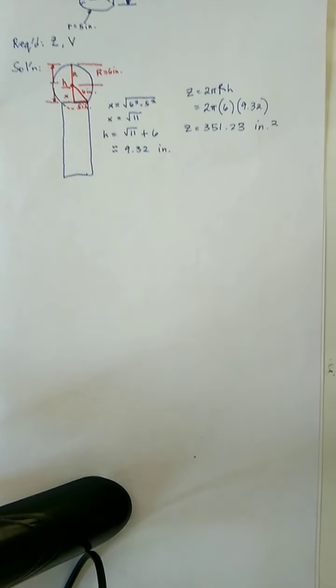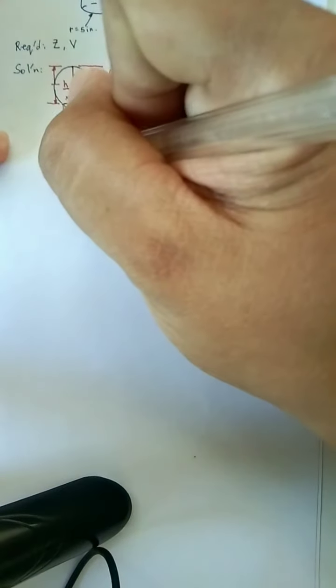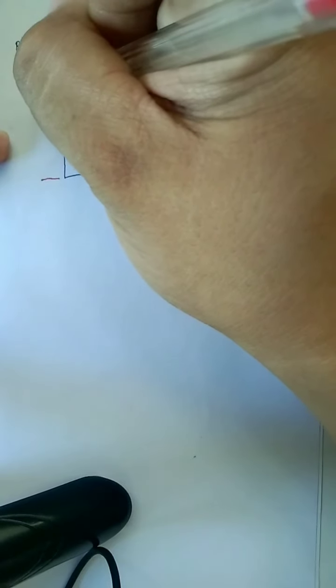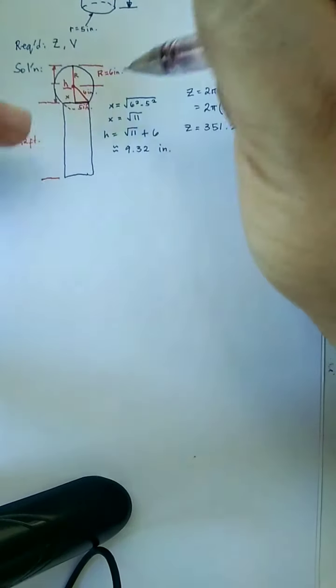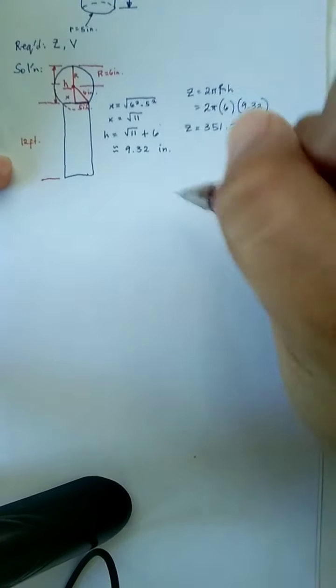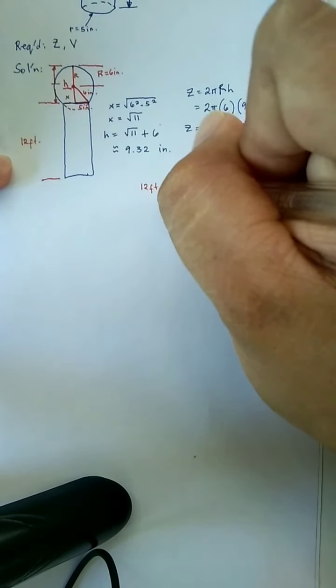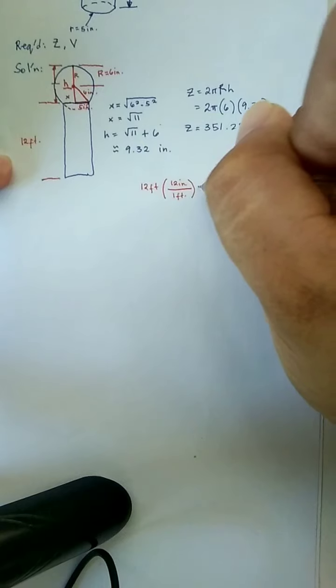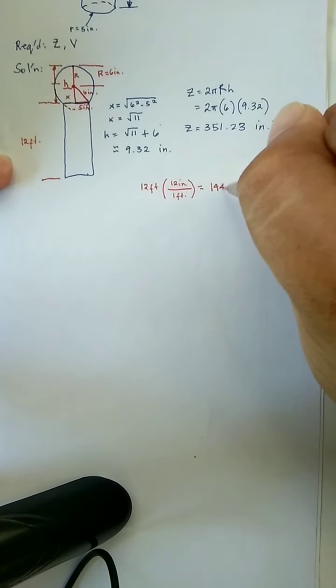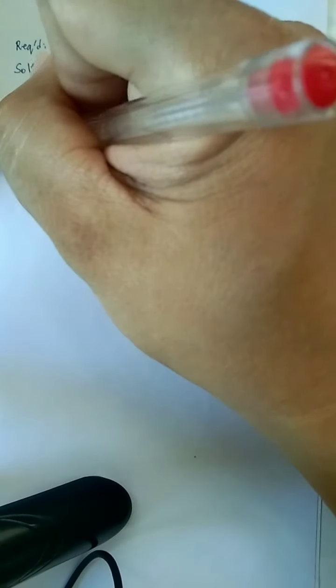On to the second part. Let's now find the volume of the whole post. Let's find out the dimension of this cylinder, because this will be part of solving the volume of the cylinder. This is actually 12 feet. In order to be consistent with the units, we have to convert 12 feet into inches. So 12 feet times 12 inches per foot is equivalent to 144 inches.